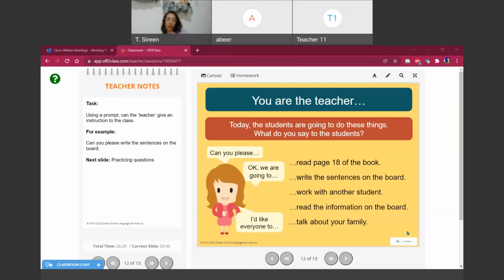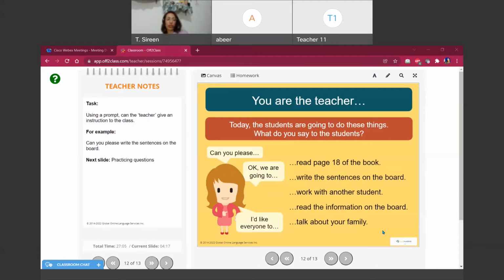Can you please read page 18 of the book? We are going to write this sentence, or can you please write the sentence on the board? Can you please work with another student? Can you read the information on the board? Can you talk about your family? You can also say, I'd like everyone to read the information on the board, or I'd like everyone to work with another student.